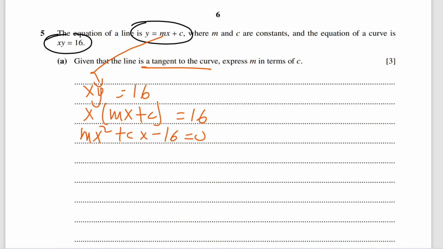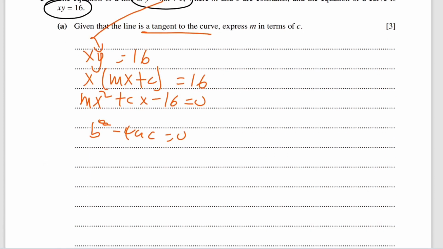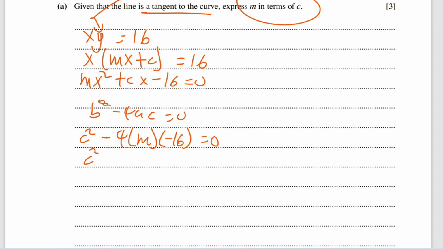But then they said it's tangent, so the discriminant must be equal to 0. And then that means that we have c squared minus 4 into a into c. They said express m in terms of c, so make m the subject. So we have plus 64m equals 0. So 64m equals -c squared. So m is equal to -c squared over 64. And then you have your 3 marks. Okay, cool.